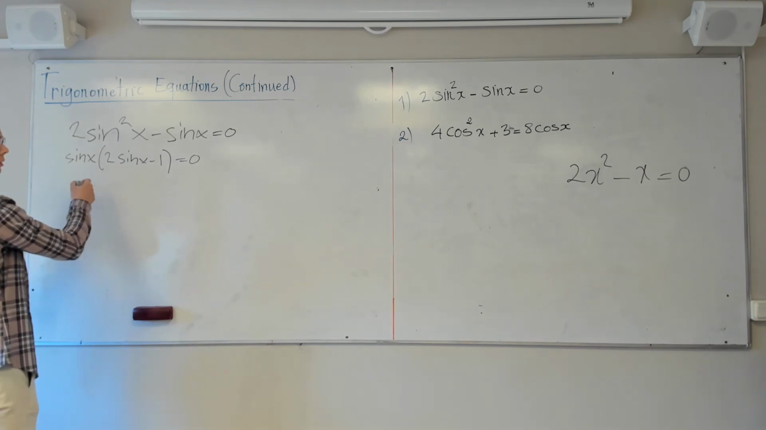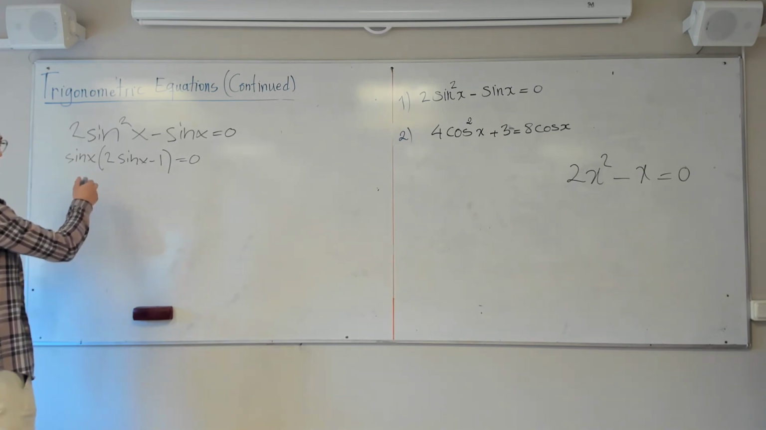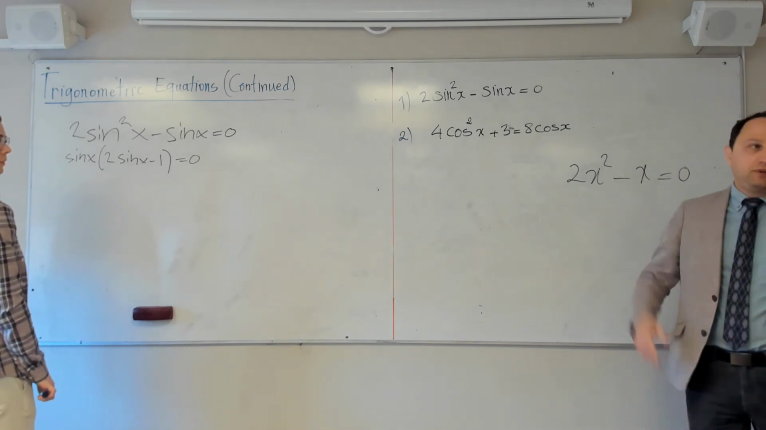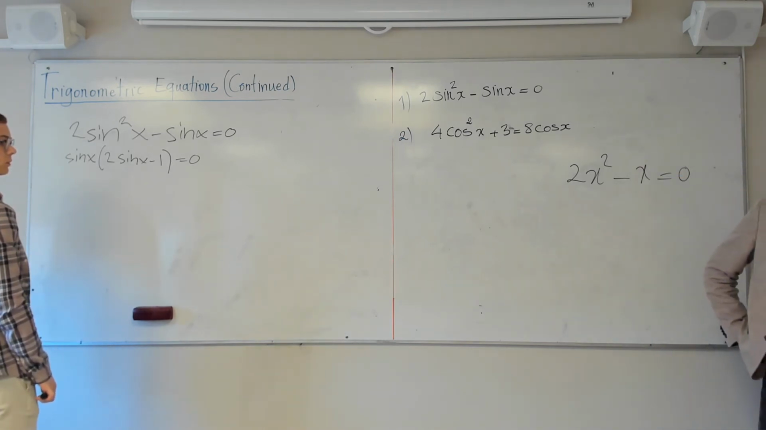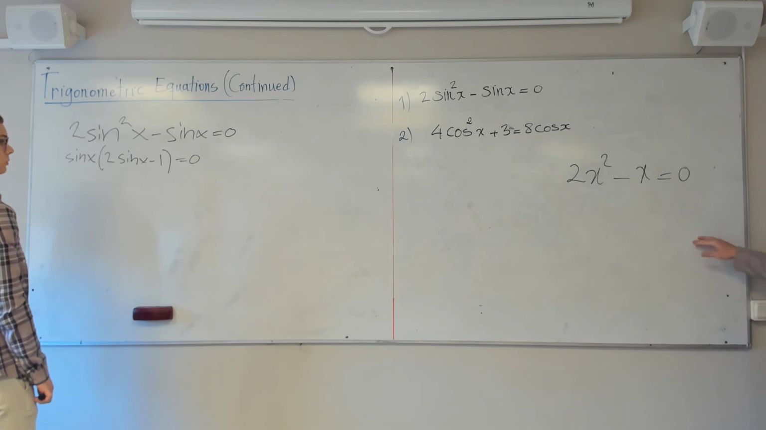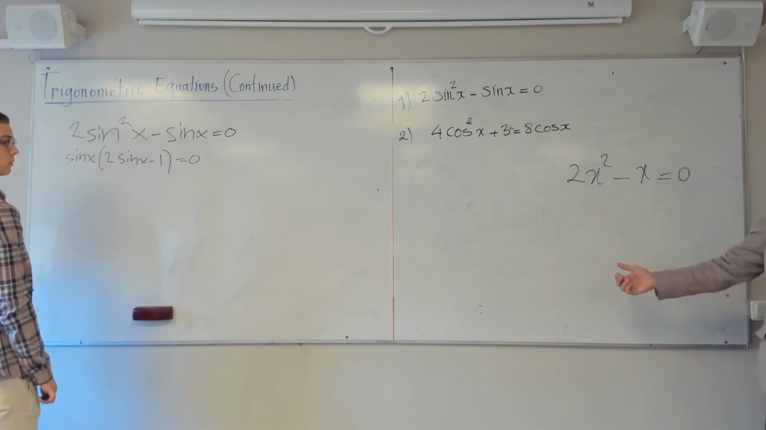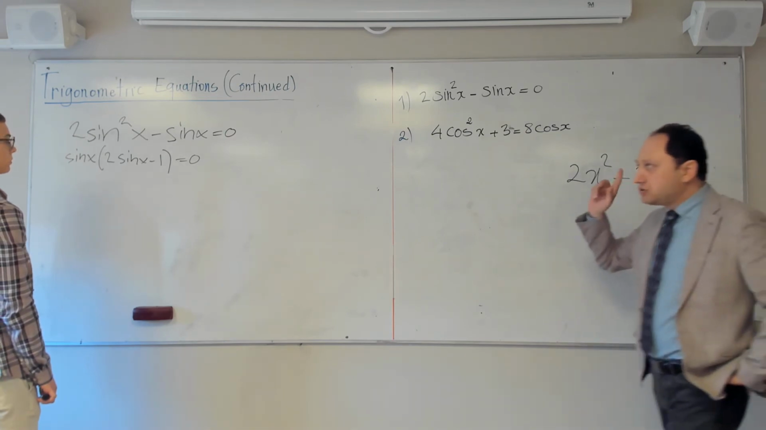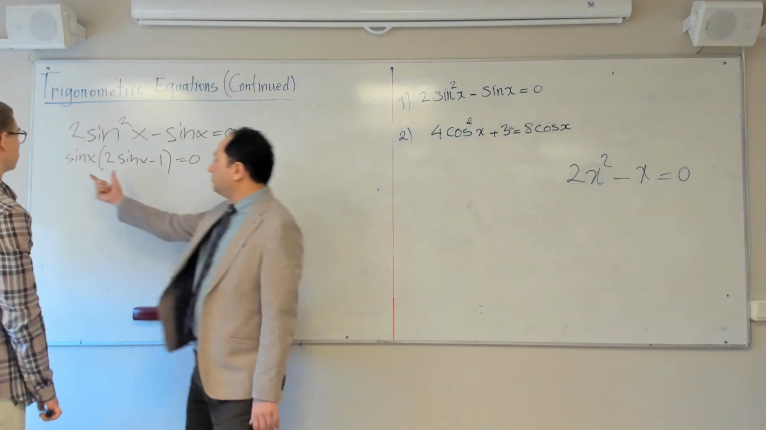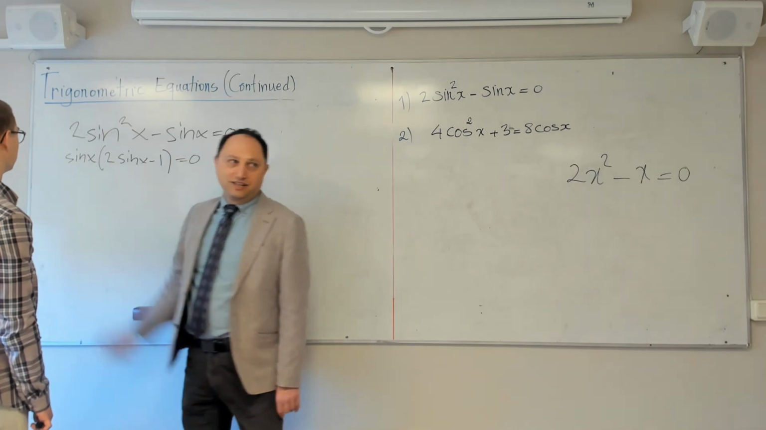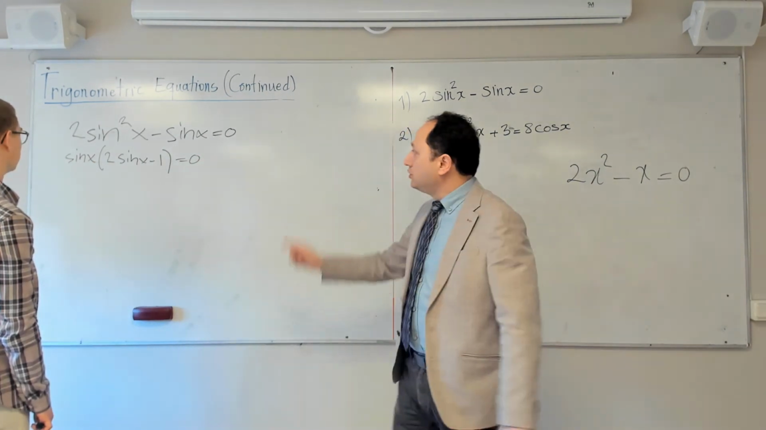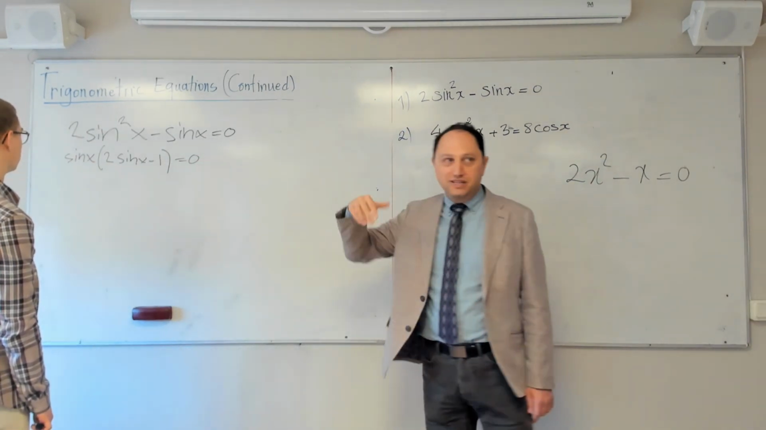No, don't divide. Okay? What is the problem with division right now? Because you can only divide if you are certain that the thing you are dividing by is not 0. Yes, but we don't know that yet. Might be we are so unlucky that sine x is 0. So you need to use the zero product rule. So remember this right now.